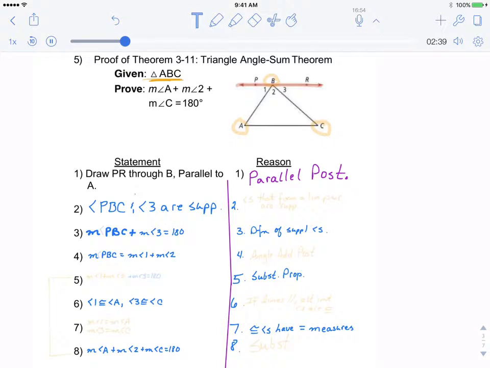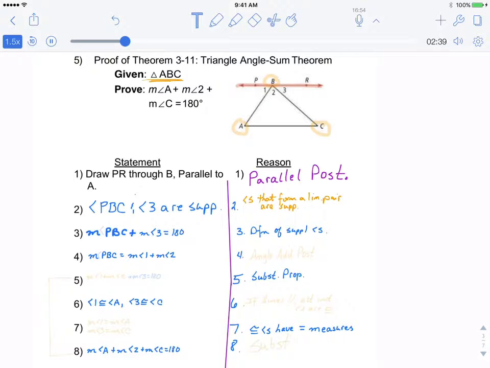Now, step 2 says angle PBC and angle 3 are supplementary. I'm just looking at PBC. What angle is that? Those are supplementary, so our reasoning is angles that form a linear pair are supplementary.